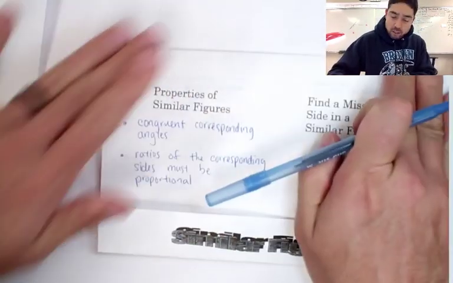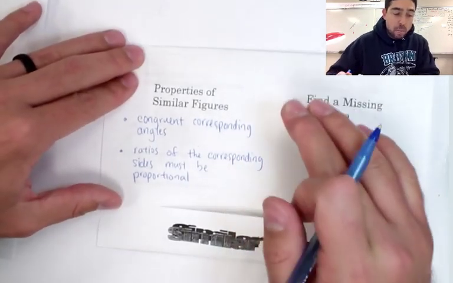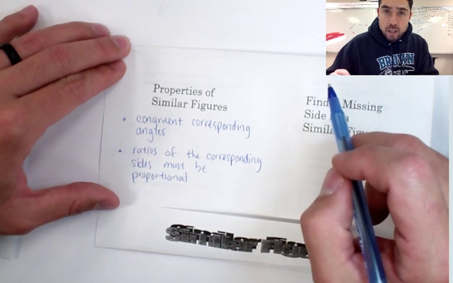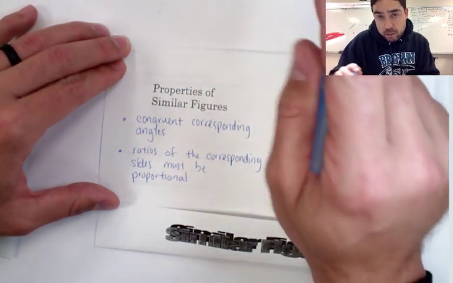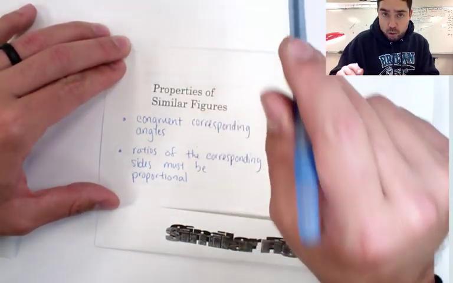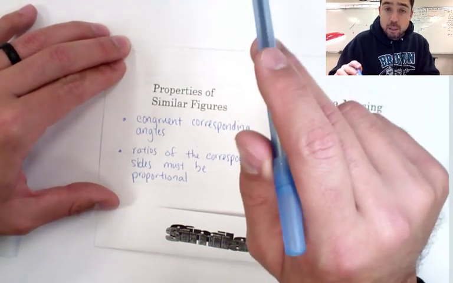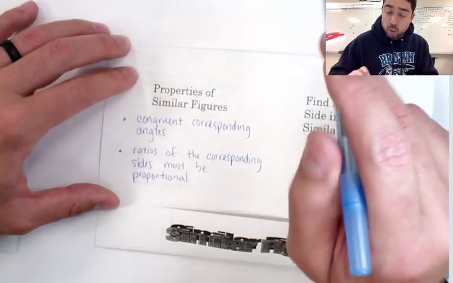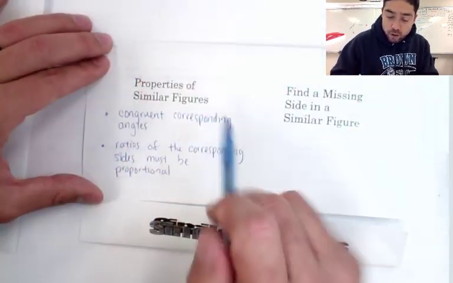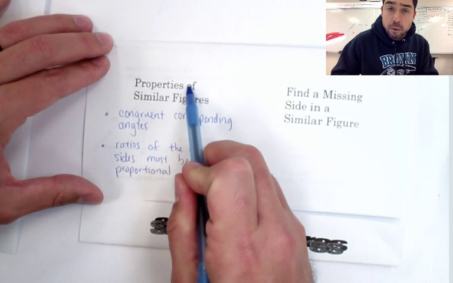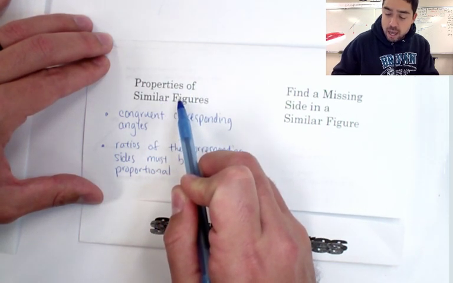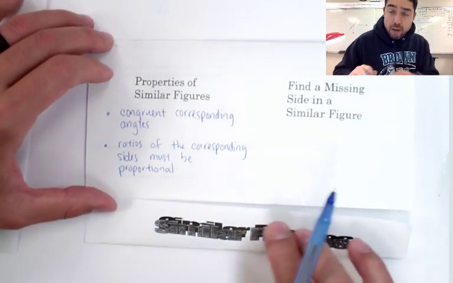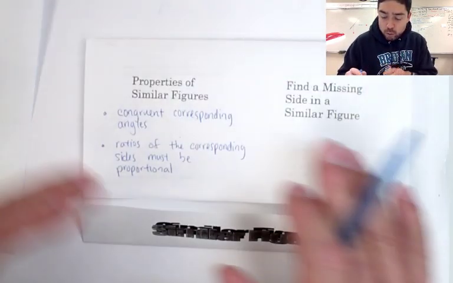Our essential question for the day is going to be, how can proportional relationships be applied to geometry? Now you'll see that in the description here of the YouTube video. So if you need that for your Cornell notes, again, it's going to be how can proportional relationships be applied to geometry. So we're doing two things today. We're going to discuss the properties of similar figures, and we're going to find a missing side in a similar figure.